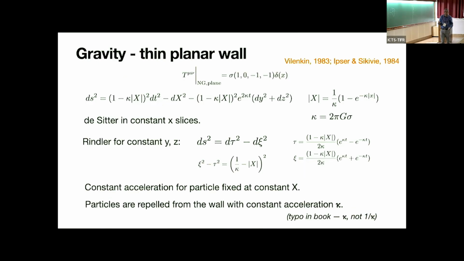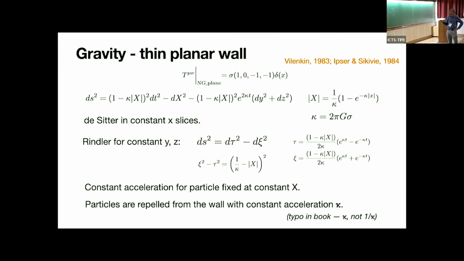So now you ask what's the gravitational field of a domain wall. The energy momentum tensor, again in the Nambu-Goto approximation, is going to be just (1, 0, -1, -1) times a delta function at x equal to 0, that's where I've put the domain wall. Then these authors found the metric. It looks like this. There's a 1 minus kappa capital X squared dt squared, and so on, where capital X is related to little x in this way. And this kappa is the parameter which depends on Newton's constant and the wall tension.